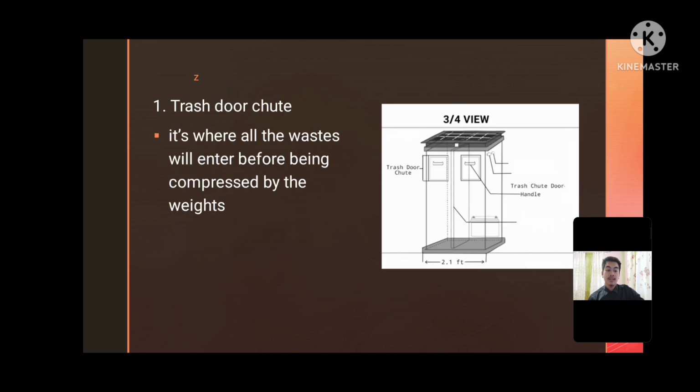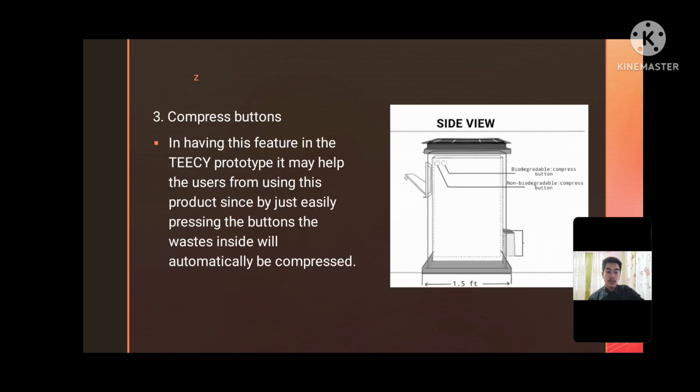Let us now proceed with the second part, which is the trash chute. This part of the prototype is where all the waste will enter before being compressed by the weights. And moving on to the third part, which is the compress buttons. Having this feature in our prototype makes the product much easier to use, since by just pressing the buttons, the wastes inside will automatically be compressed by the compressors.